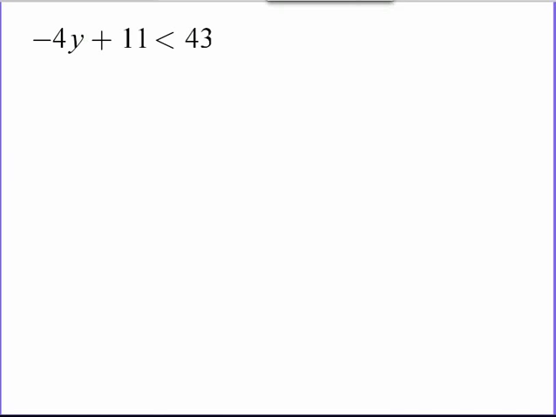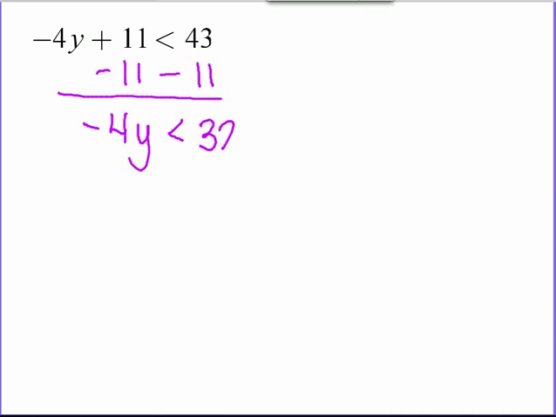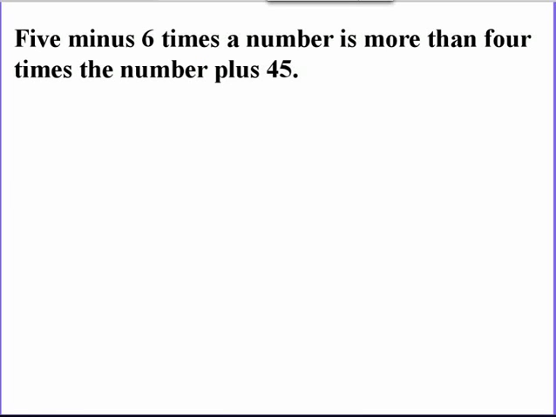Okay, what do we do there? Subtract 11. Okay. 32. So I get negative 4y is less than 32. What do you do now? Divide by negative 4. Good. Flip the sign. And so then y is greater than negative 8. Okay, why do you flip the sign? Because you divide by a negative 4. So pretty straightforward today. Let's go ahead and look at the next one.